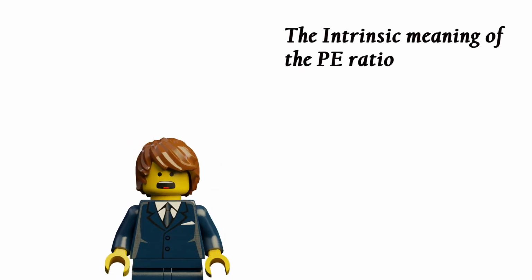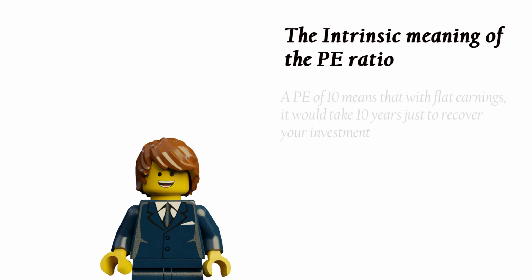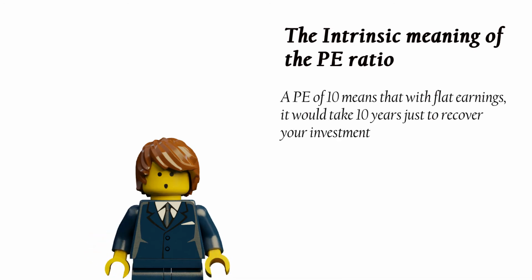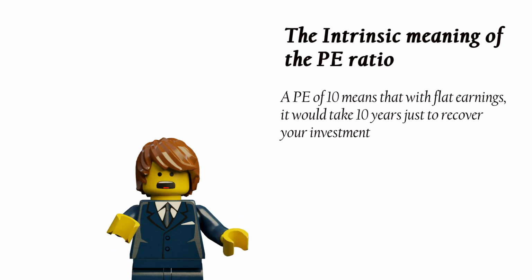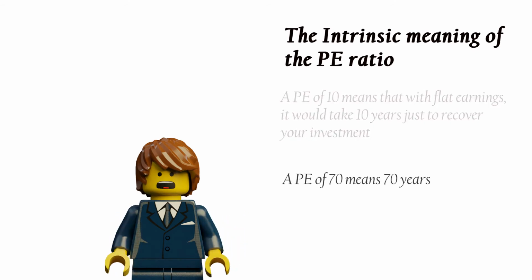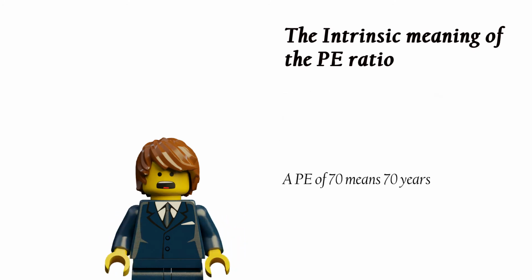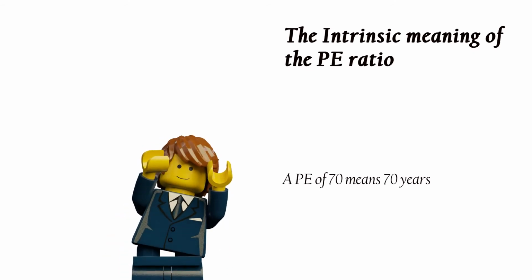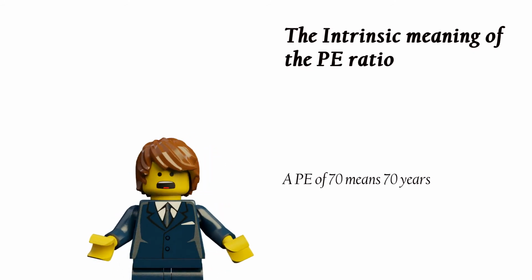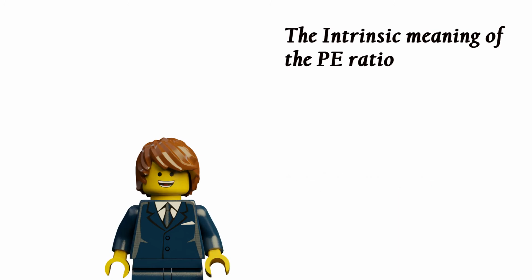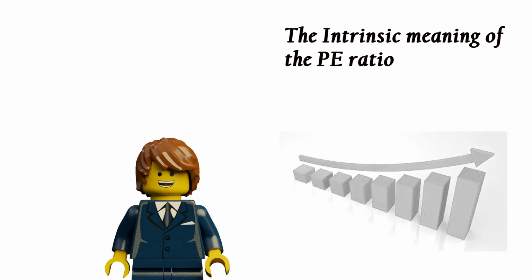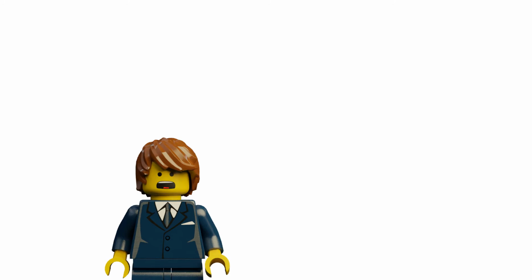The intrinsic meaning of the PE ratio tells us how many years it would take to regain an investment if earnings stayed the same. A PE of 10 means that with flat earnings, it would take 10 years just to recover your investment. A PE of 70 means 70 years. That's a very long time. You won't wait 70 years just to get your money back. Maybe something else is at work to support a high PE, or it is just market excitement. That something can be growth potential or understated current earnings.